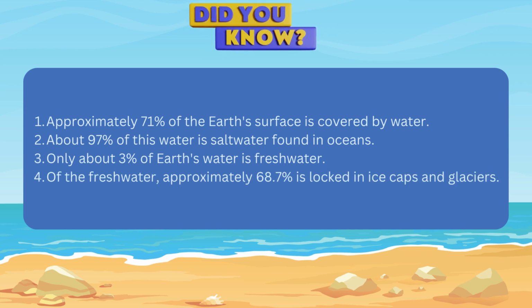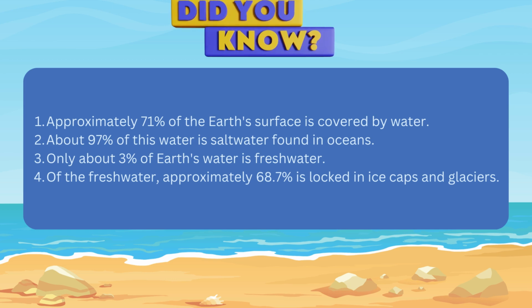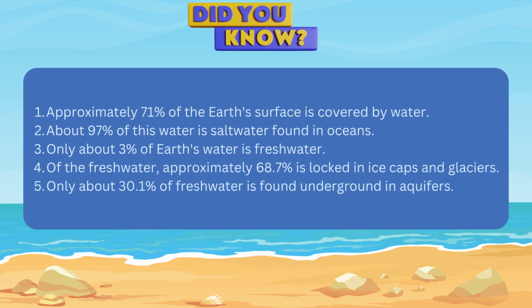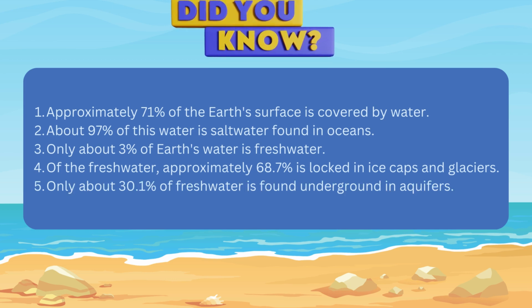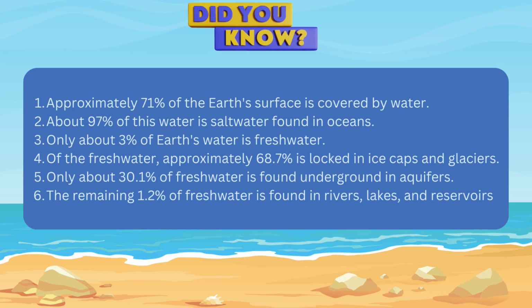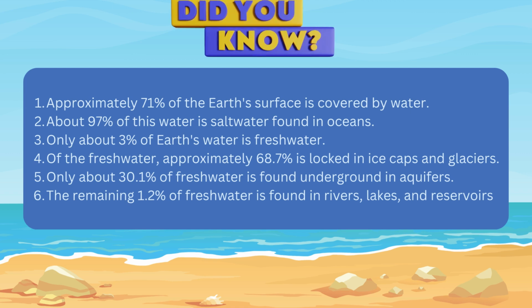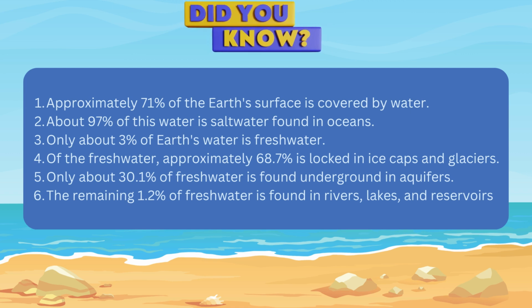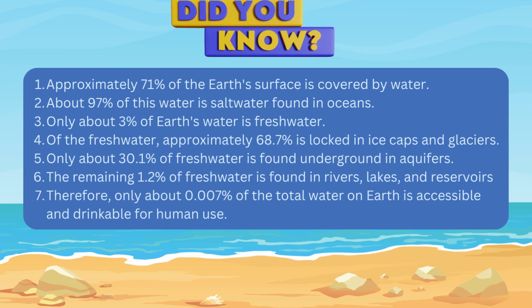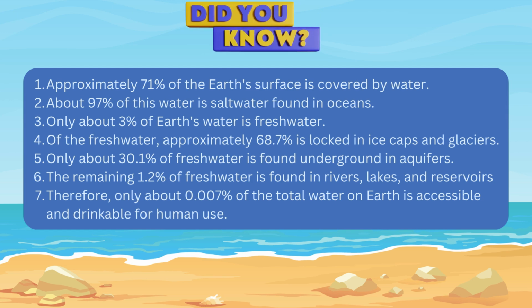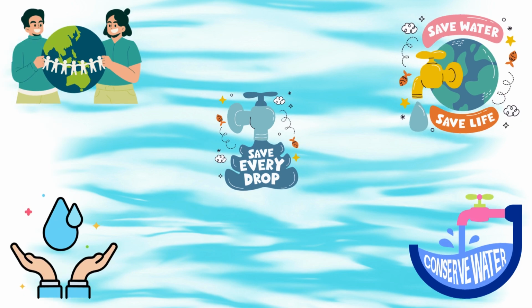Of the fresh water, approximately 68.7% is locked in ice caps and glaciers. Only about 30.1% of fresh water is found underground in aquifers. The remaining 1.2% of fresh water is found in rivers, lakes, and reservoirs. Therefore, only about 0.007% of the total water on Earth is accessible and drinkable for human use.